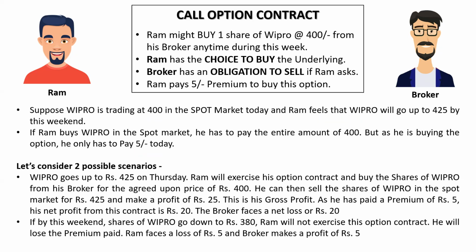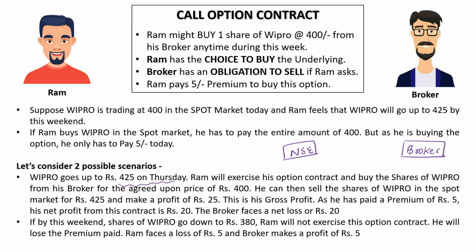Let us consider two possible scenarios that could happen this week. Now, there are multiple scenarios that can happen, but let us consider two. If Wipro indeed goes up, Ram was expecting the prices to go up to 425, and Wipro goes up to 425 on Thursday. Ram will exercise the option contract and he will buy the shares of Wipro from his broker at the agreed price of rupees 400. Now, Ram can buy the share of Wipro, let us say from NSE, or he can buy the share from his broker.